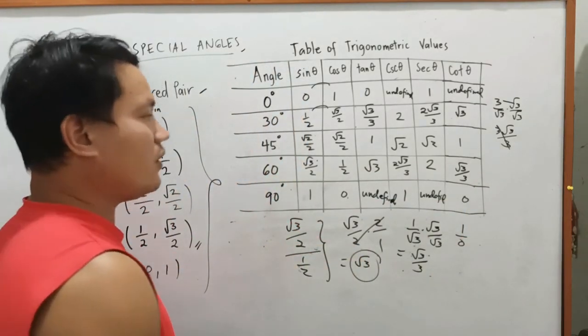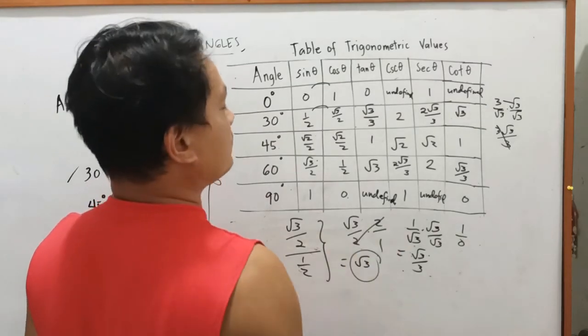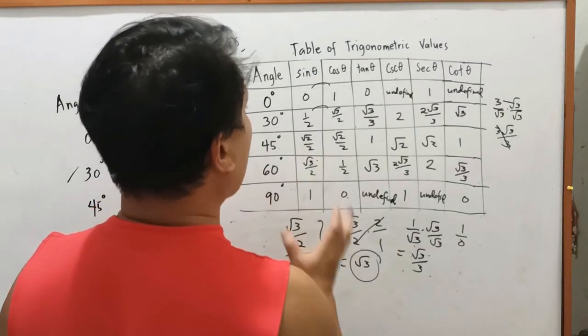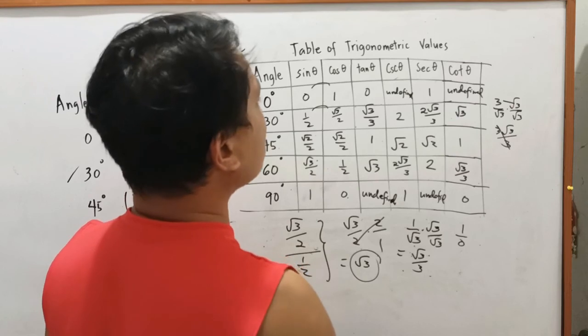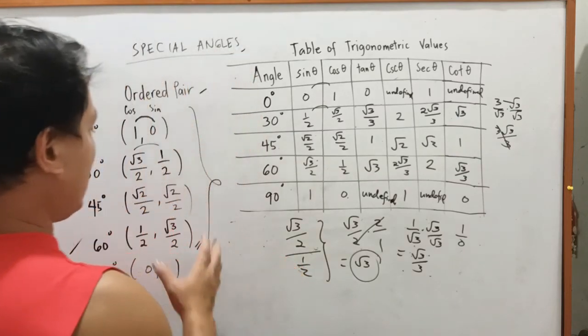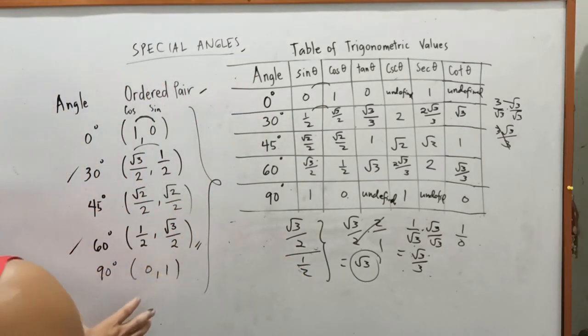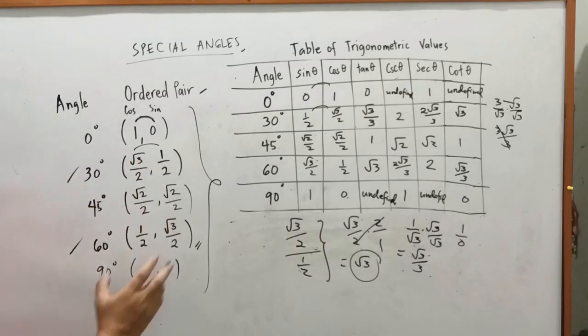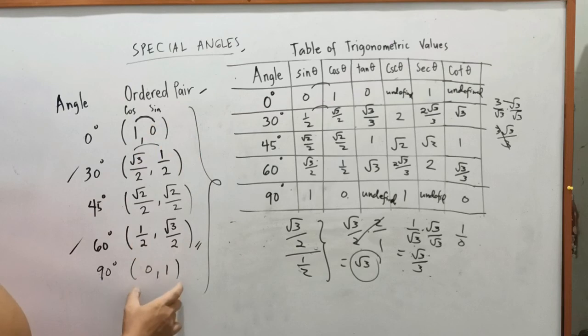Okay, that's all for today. I hope natuto kayo kung paano or how to complete the table of trigonometric values. Again, kung kukuhanin pa rin ang ibang special angles including 270 degrees, 180 degrees, 360, those are the quadrantal angles, it's okay. As long as you should know the given ordered pair and the coordinates of the given special angles.